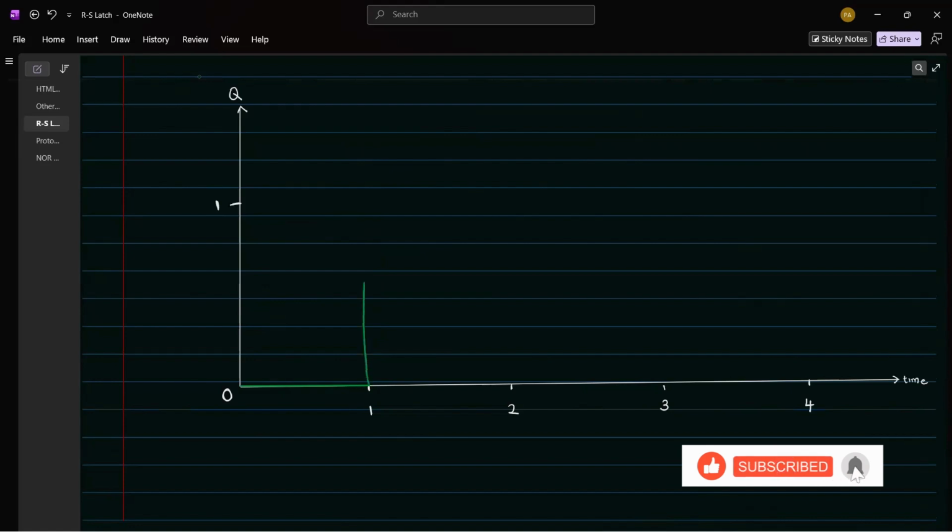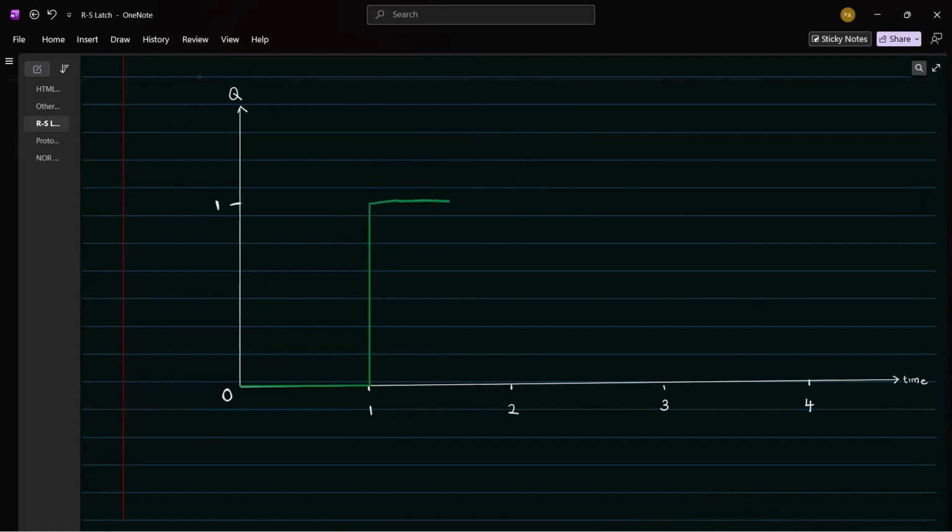Then Q will start buzzing, which means Q is equal to 1. Then it keeps being 1 until someone presses the R button, the reset button. Let's say at the third second, someone presses the reset button. Then it will become silent again, and it will keep being silent until someone trips the alarm again.